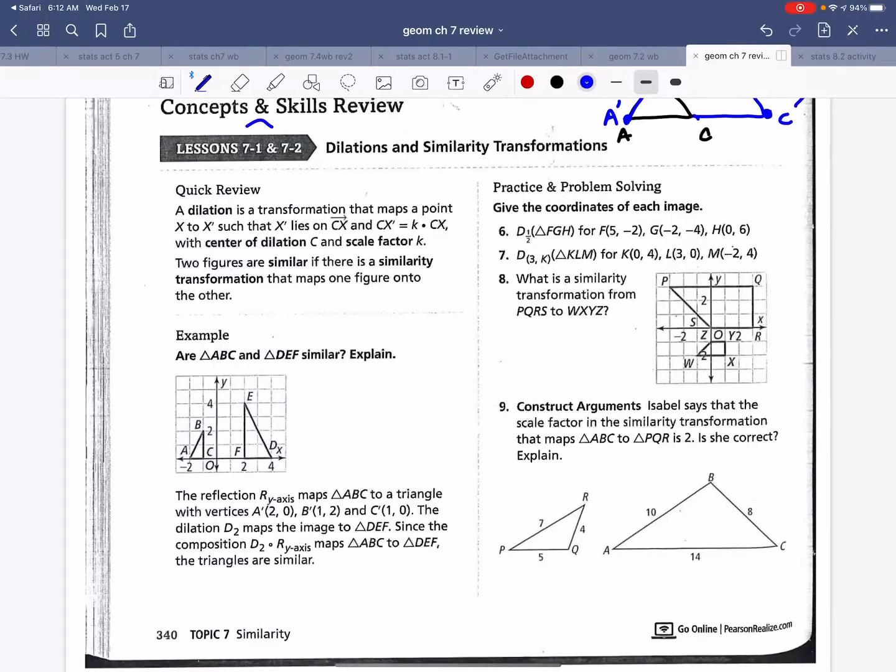Let's get into problems that we explored in 7.1 and 7.2. So it reviews our vocab words, and we see that these are definitely similar because we can reflect it over the y. So it would then be here, right? And then blow it up twice as big, right?